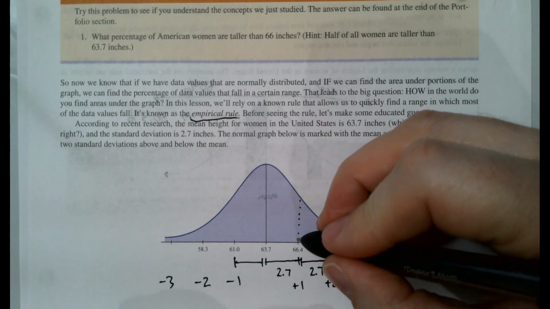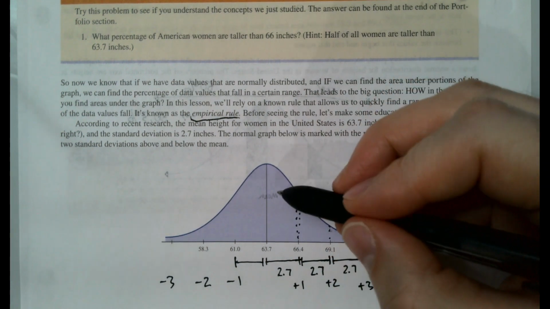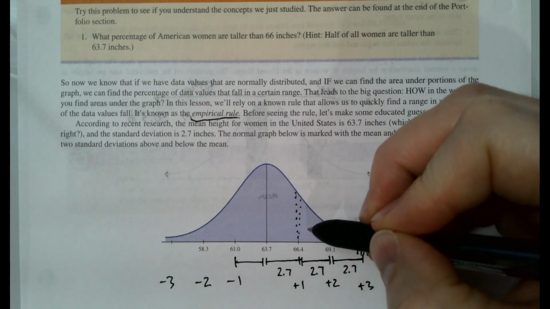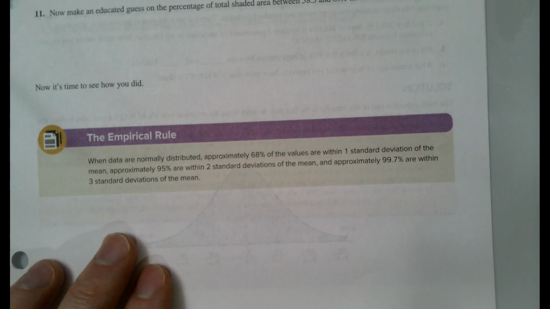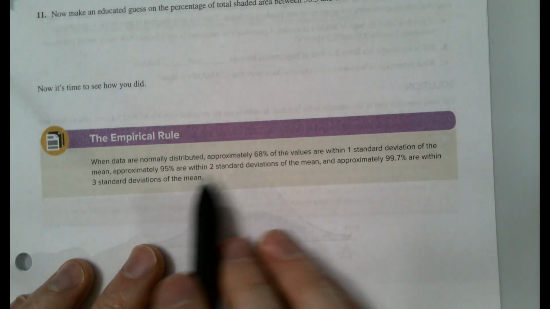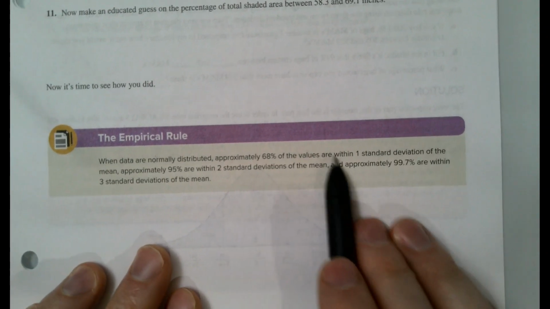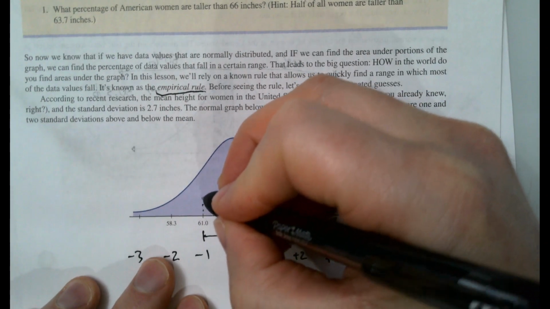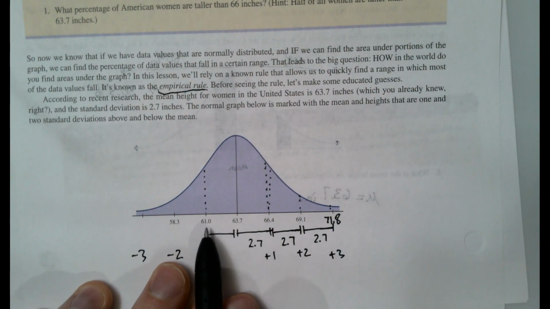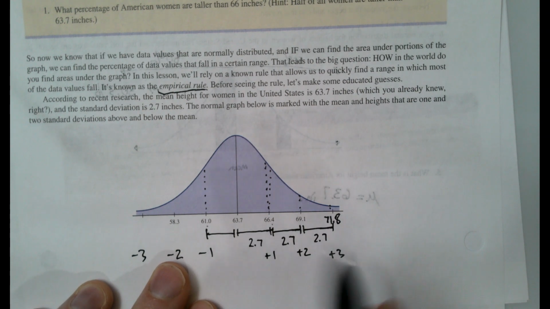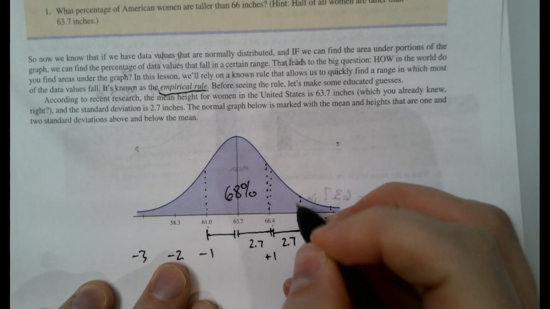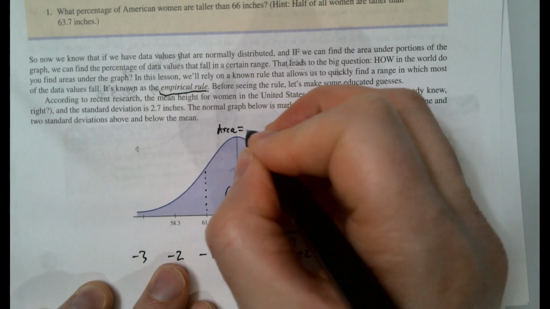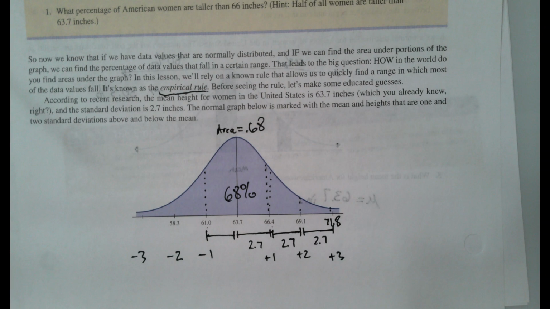And the empirical rule tells us that there are some very specific or approximate percentages that lie between these standard deviations. Now, our author kind of asks us to guess our way through it, but I'm just going to get you right there because I don't know what the value is in guessing. It's approximately 68% of the values are within 1 standard deviation of the mean. That means 68% of all women are between the heights of 61 and 66.4 inches tall. This would be 68% of the data. In terms of area, that means that area is roughly 0.68.